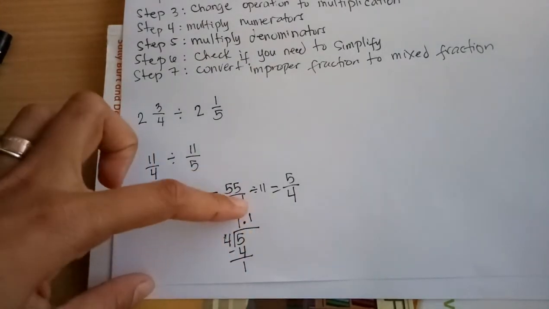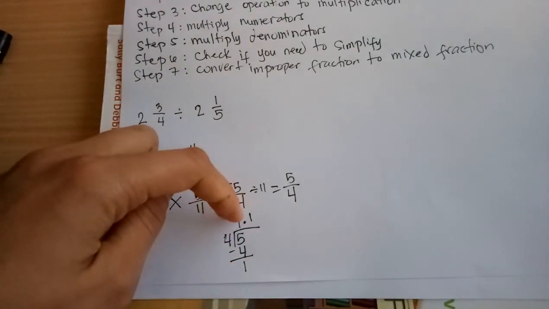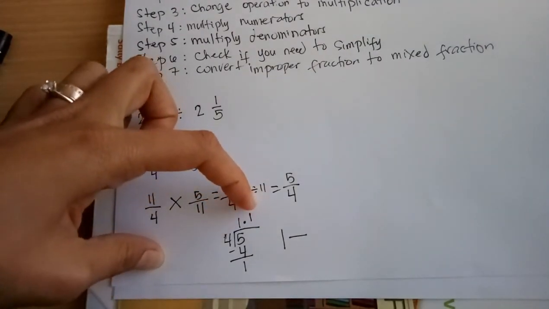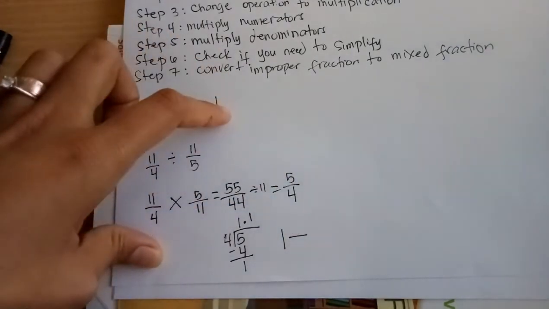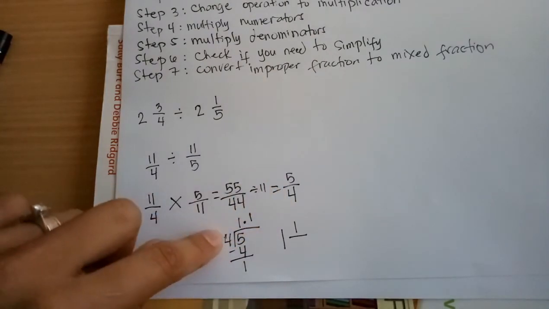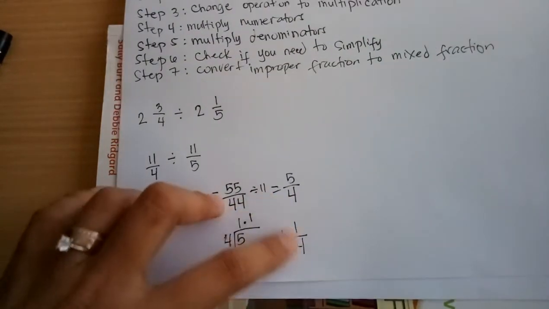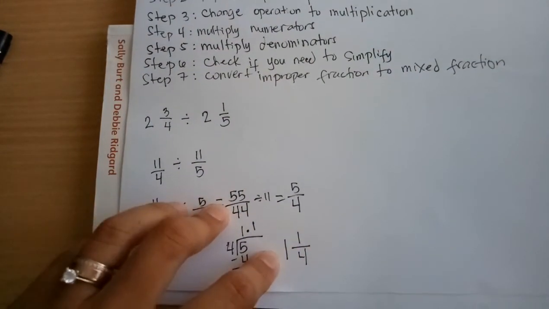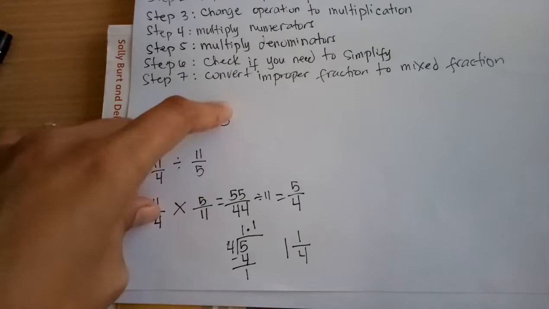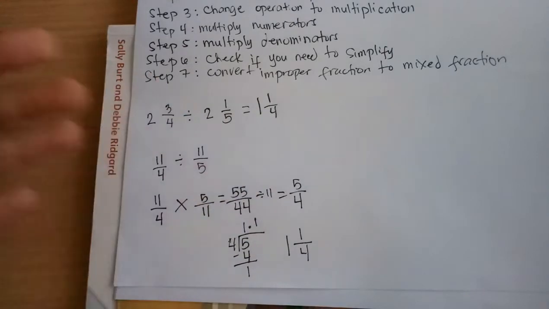Now we have this answer over here. I'm going to convert it to a mixed fraction. Now this one on the left side of the decimal point will be our whole number. And this number from the right side will be our numerator. And for our denominator, we are still going to use the same 4, our divisor out here. So it's still going to be 4. So we have this answer 1 and 1/4. So this is our mixed fraction answer to our problem 2 and 3/4 divided by 2 and 1/5 equals 1 and 1/4. Okay, so that's how simple it is.